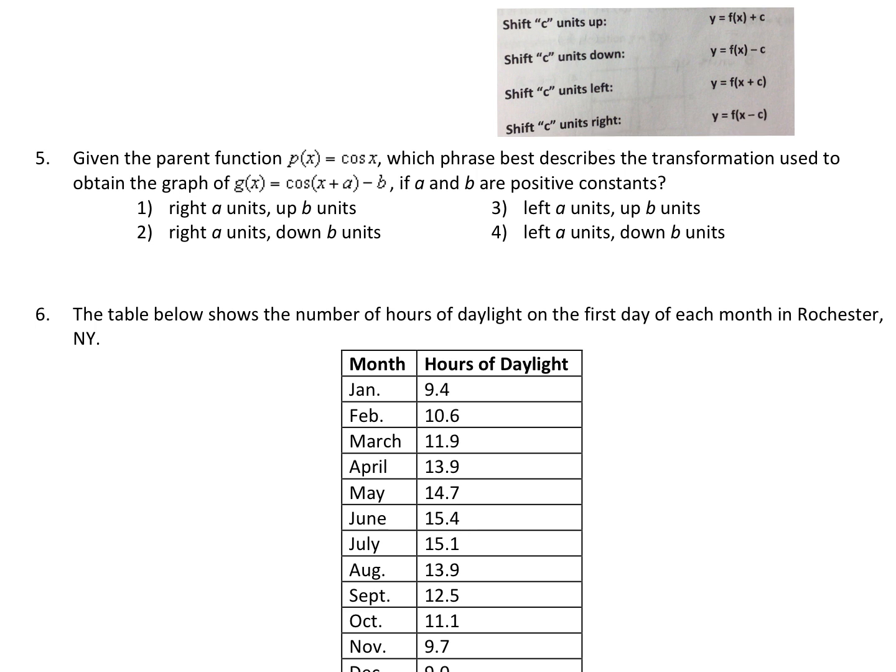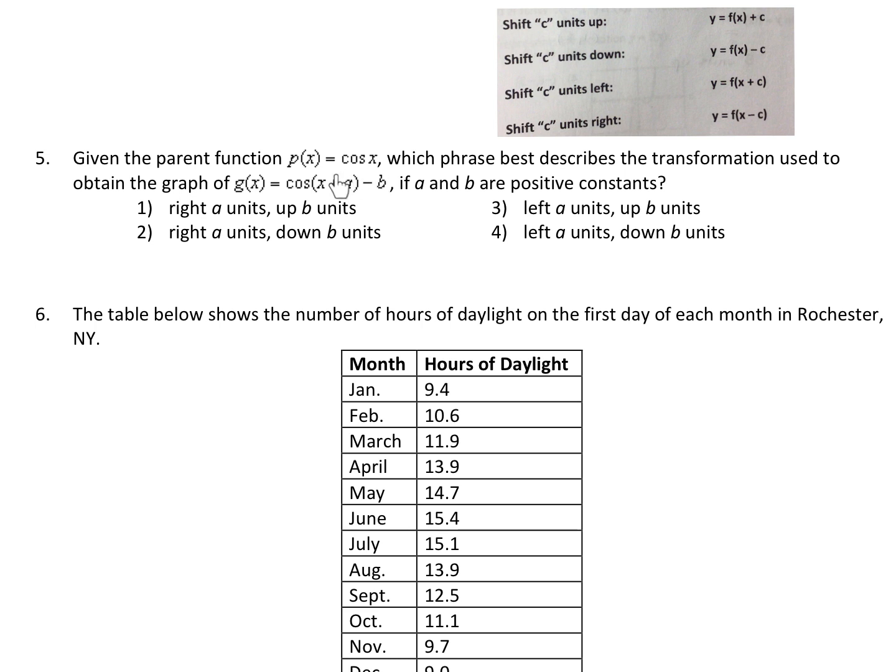All right, so they give us this function right here. They call it the parent function. And they want to know which transformation describes what happens when we add A within the function, right, within the parentheses, and subtract B to the end of the function. Okay, so let's start with this.